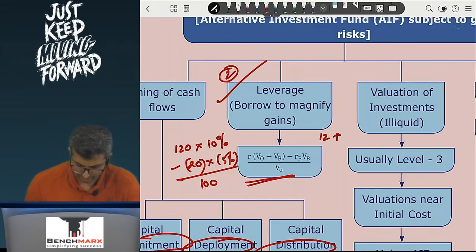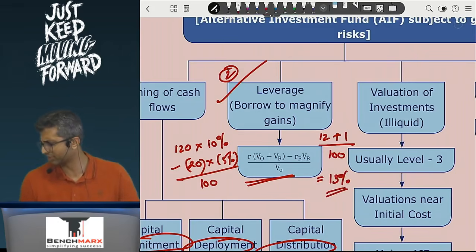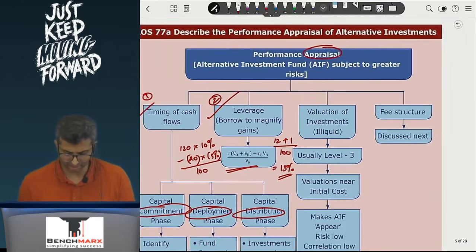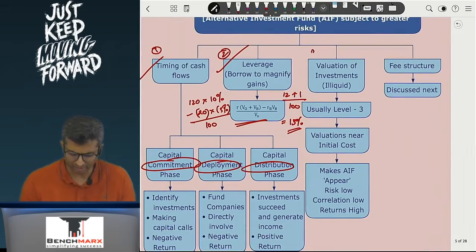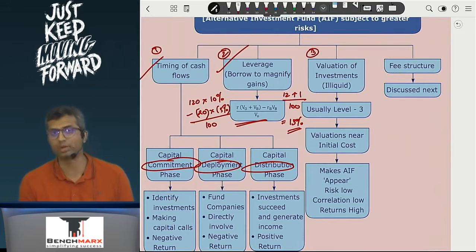20 into 5% is equal to 1. So 12 plus 1, that is 13 upon 100. So this will give you, let us say, a 13% return. So this is leverage, which will magnify the gains, and hence this will give us a 13% return. Okay. So when we look at this particular case, that is another special feature which is there in an alternative investment. Third is there can be illiquid investments.